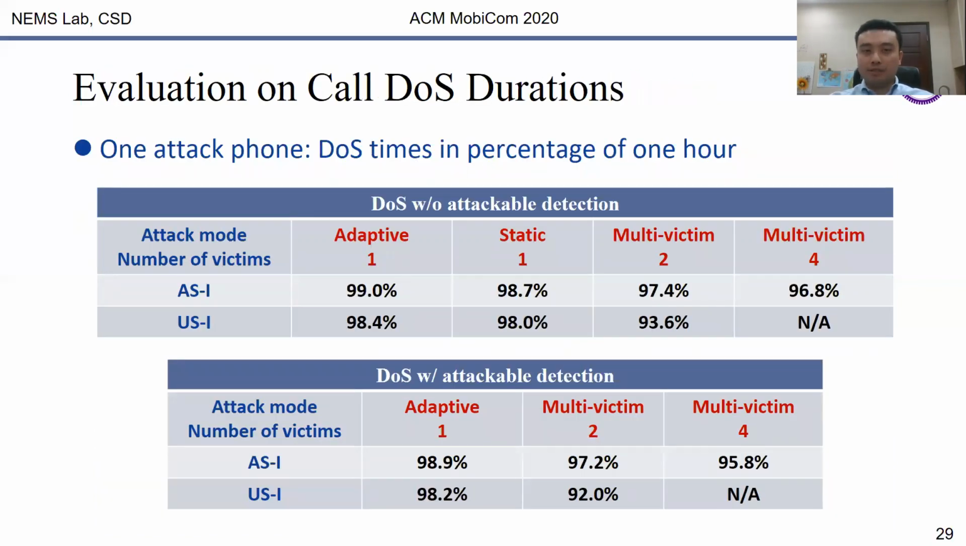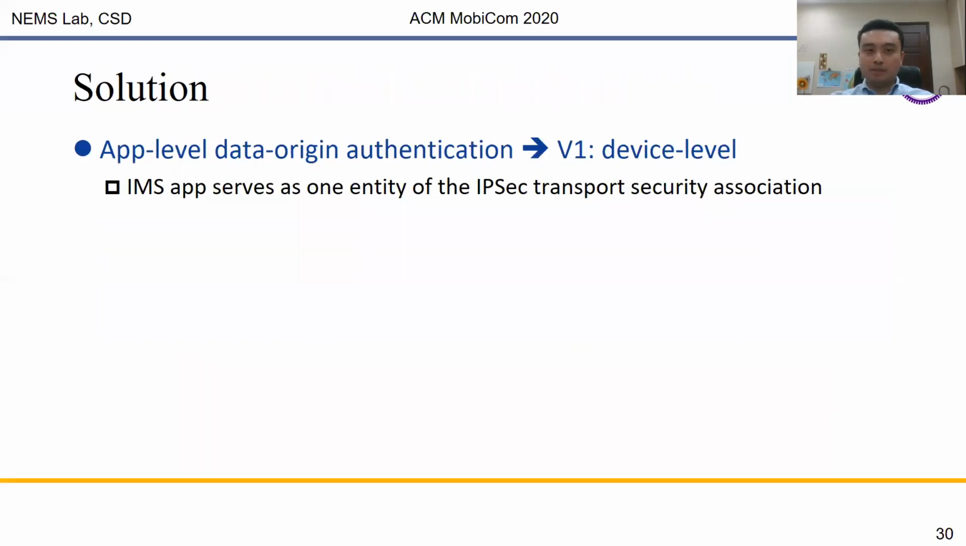To evaluate the call DoS durations, we consider 3 attack modes. One is adaptive, the second is static, and the third is multi-victim, in which the attacker attacks multiple victims simultaneously with the static attack. Static attack means we use only a single call attempt. The adaptive one can achieve up to 99% DoS time. Concurrent call attempts to multiple victims may cause some delays of SIP delivery, so the DoS times are reduced for multiple-victim cases. The detection incurs only small overhead. It can reduce DoS time by up to only 1.6%.